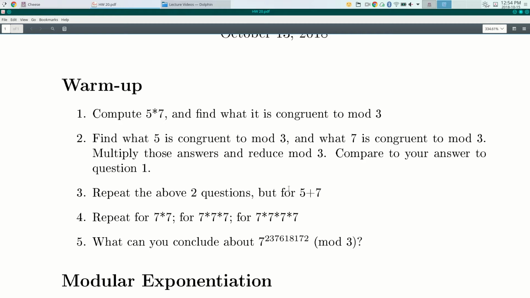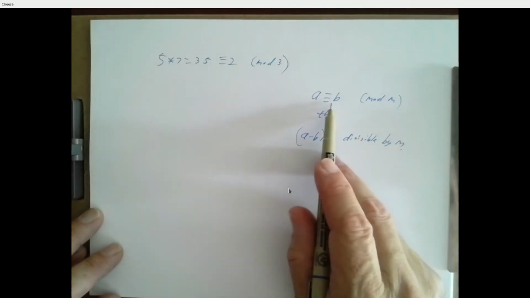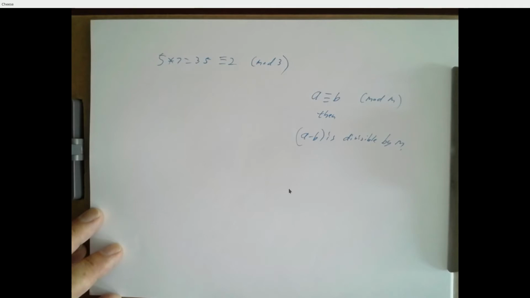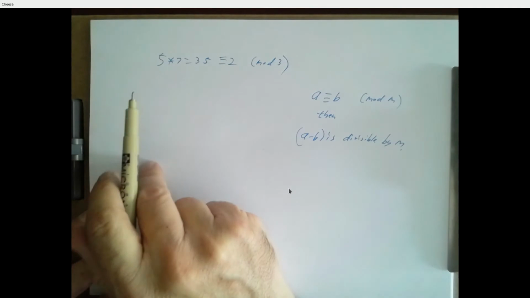So this is another fact. If A is congruent to B modulo M, then A minus B is divisible by M. Why? Because A and B have the same remainder when you divide by M. So if you subtract B from A, you get something with a remainder of 0. Sure. Thanks. So A is congruent to B mod M means A minus B is divisible by M. All right, so 5 times 7 is 35, which is congruent to 2 modulo 3.